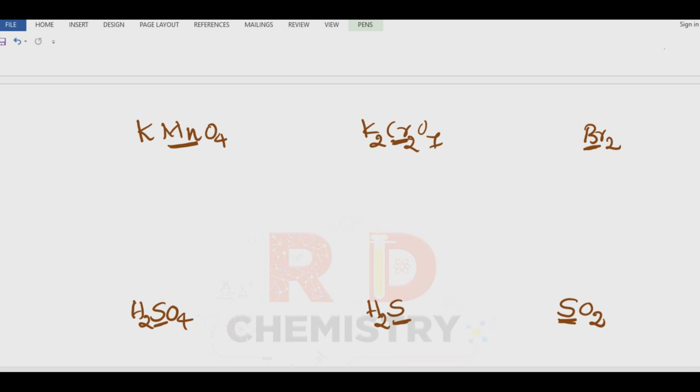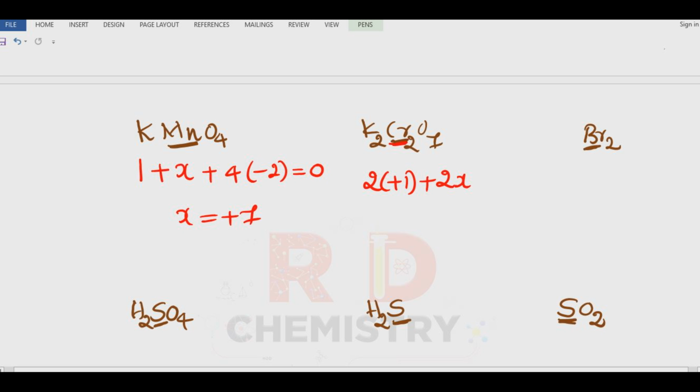Now let us calculate the oxidation number of the underlined element. Potassium is always plus 1. Manganese, let it be x, plus 4 into oxygen, in general minus 2. So total charge should be 0. Therefore x is equal to plus 7. Next, calculate for chromium: 2 into potassium, always plus 1; 2 chromiums into x unknown, plus 7 into oxygen minus 2, is equal to 0. When you calculate this, x is equal to plus 6. Bromine, 2 in number, let it be x, so x is equal to 0, right?